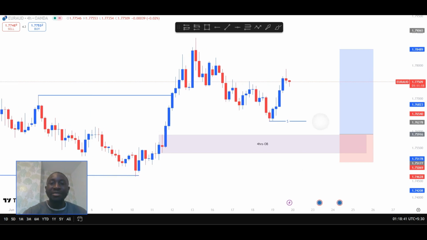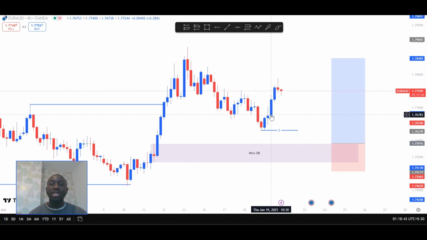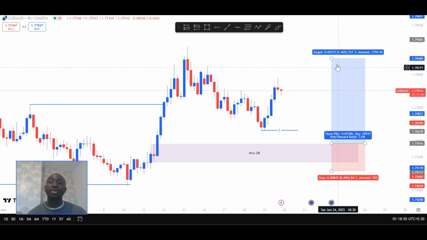I know that yes, many retail traders are currently in this buy right now. They are buying from here. Some say they will buy from here. But I give you from now, today is Thursday, let's say from now till next week, you will see that price will come back and take their SL, tap into this area before you buy.